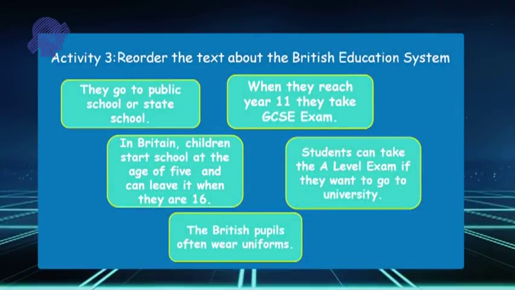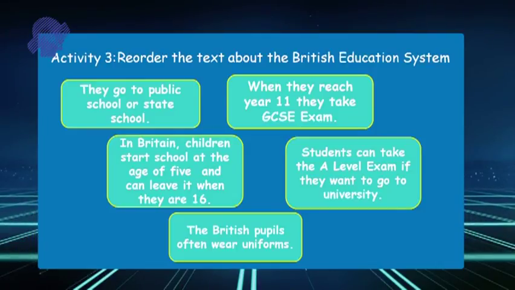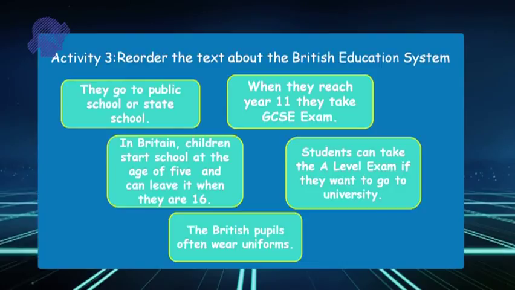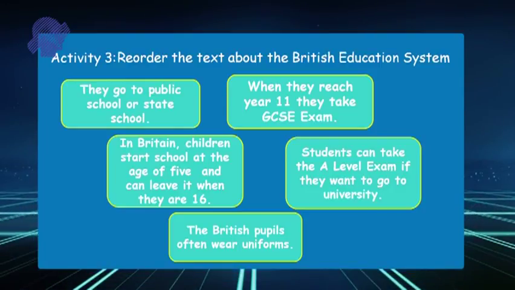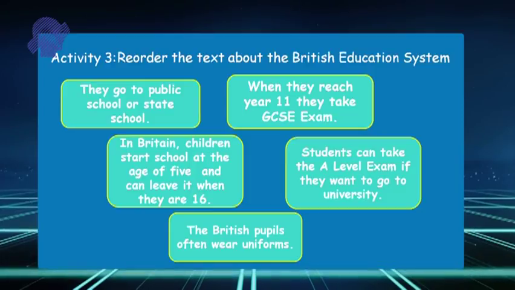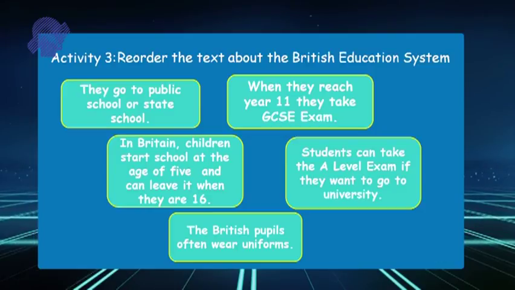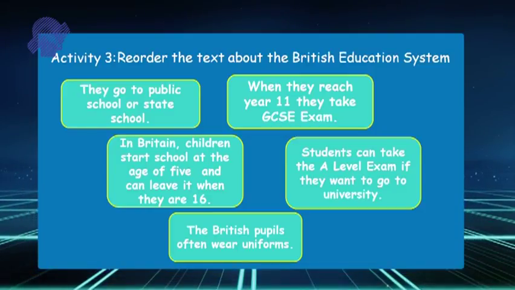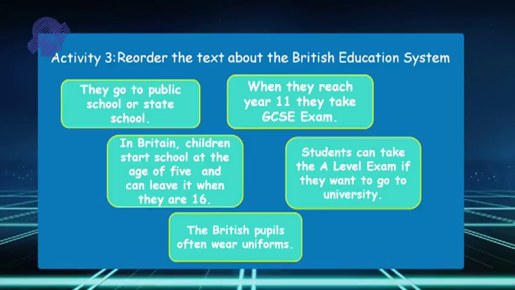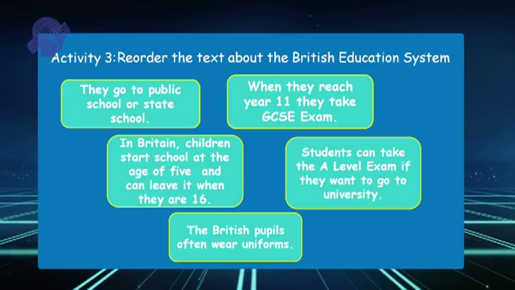Let's move now to a more detailed description. So here is a jumbled description about the British educational system. Your job is to reorder the different sentences to get a coherent description. All right? First one is, they go to public school or state school. Students can take the A-level exam if they want to go to university. When they reach year 11, they take the GCSE exam. In Britain, children start school at the age of 5 and can leave it when they are 16. The British pupils often wear uniforms.